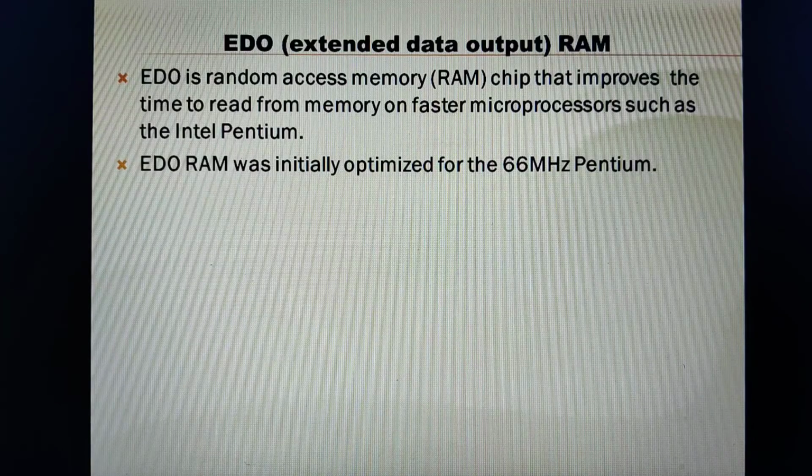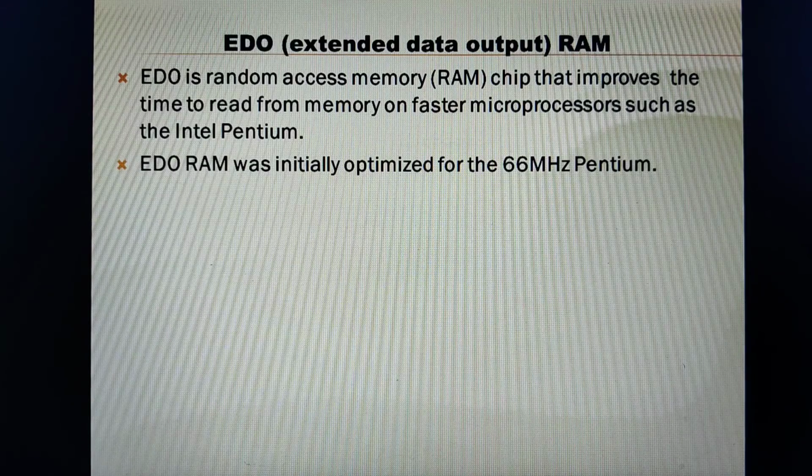So EDO is a kind of random access memory used to exchange information between the memory chip and the faster microprocessors, for example Intel Pentium. EDO was initially optimized, that means it was developed, for the processors we were using, around the 66 megahertz Pentium. For this Intel Pentium processor the EDO was designed. So these are the different kinds of random access memory we have.